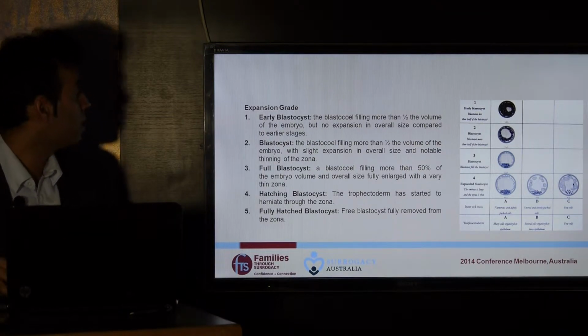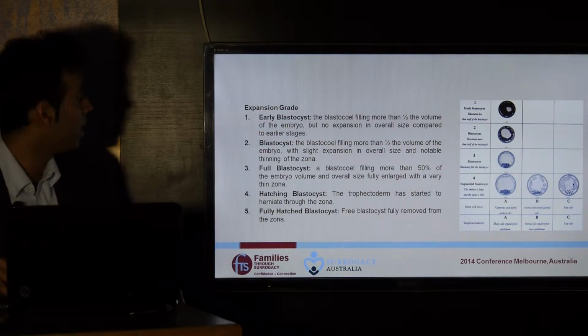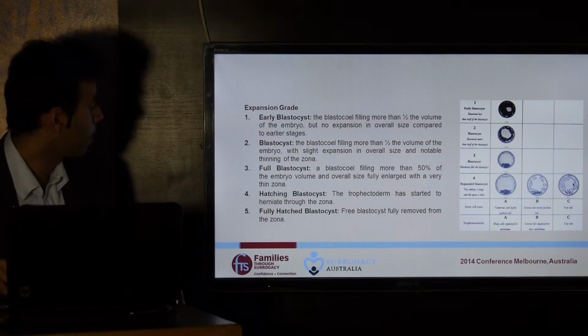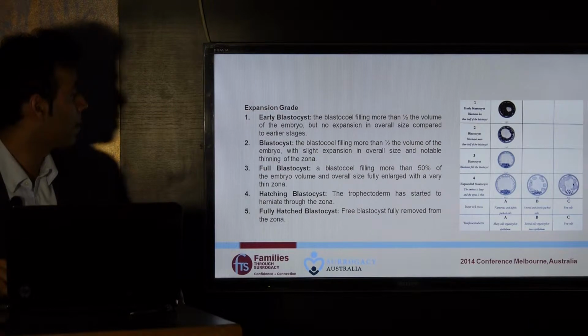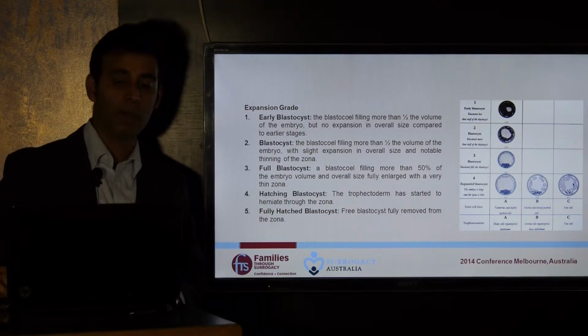A full blastocyst, the blastocoel filling up more than 50% of the embryo volume and overall size fully enlarged with a very thin zona. A hatching blastocyst, the trophectoderm has started to herniate through the zona, and a fully hatched blastocyst where the blastocyst is fully removed from the zona. We'll see in the later images of a hatched blastocyst.